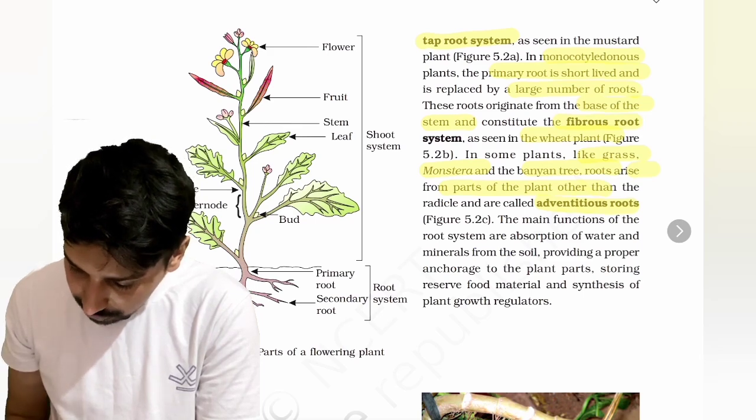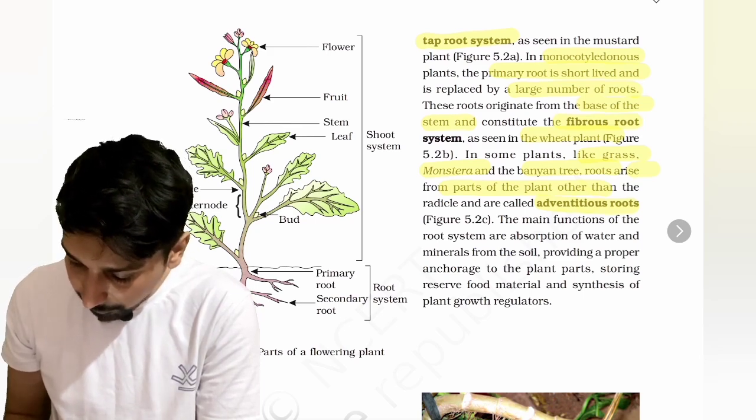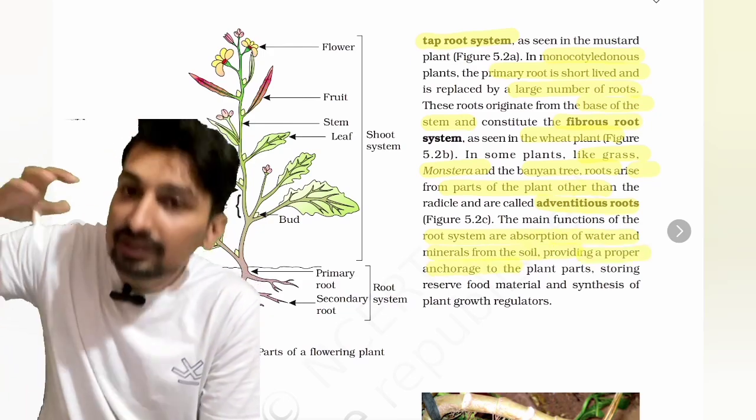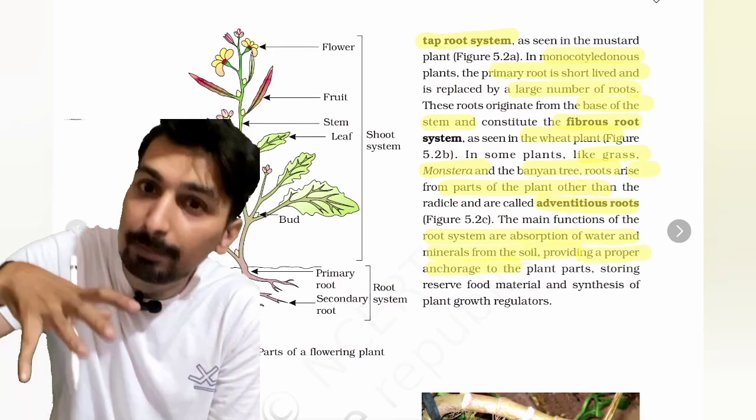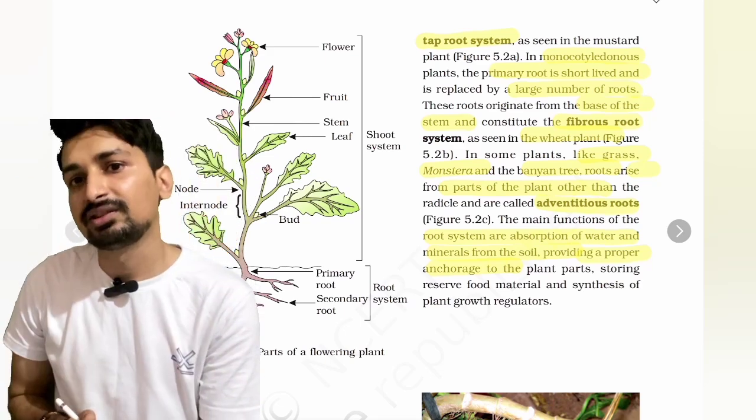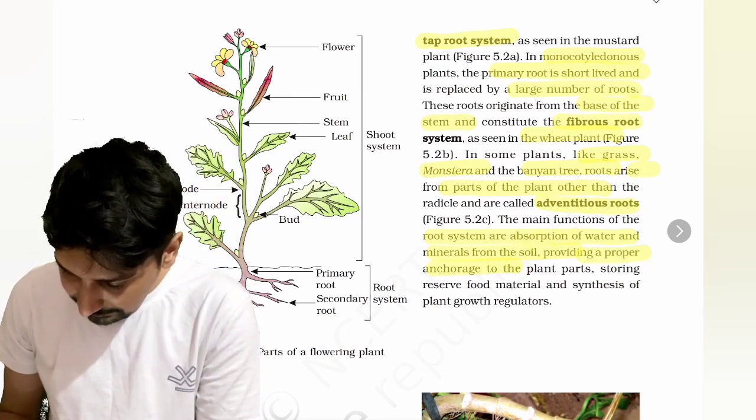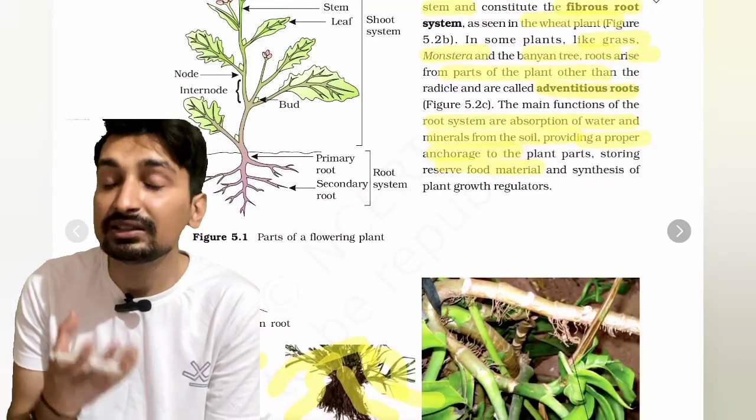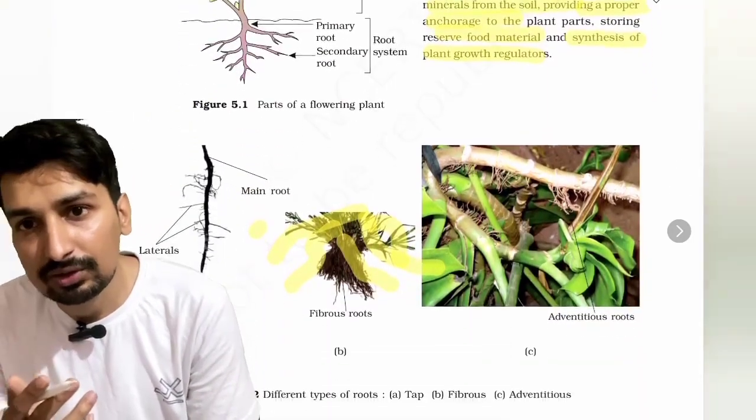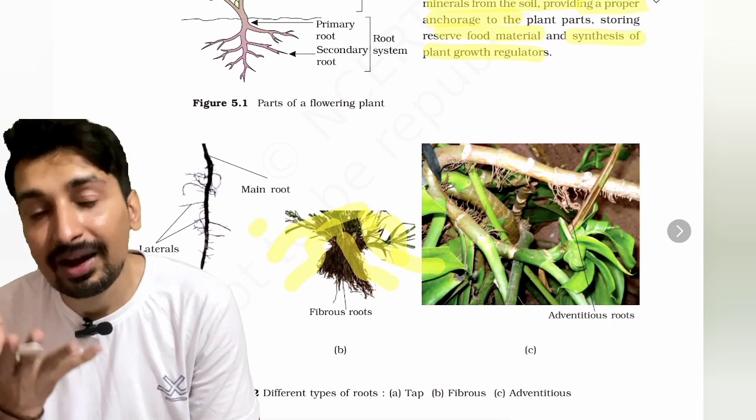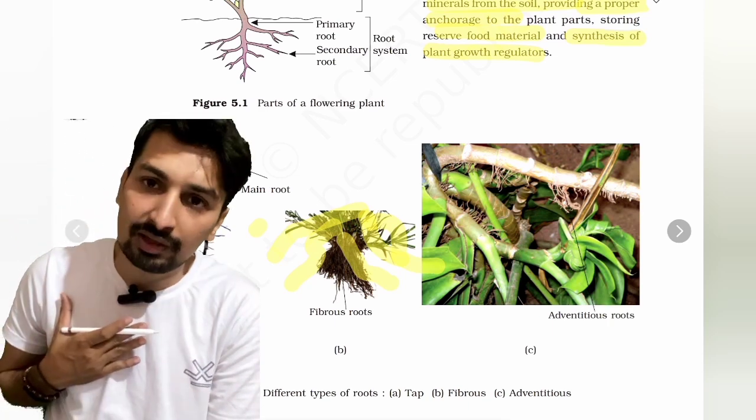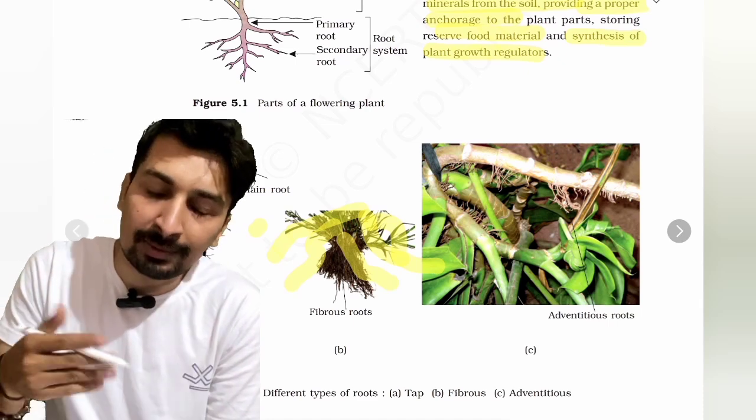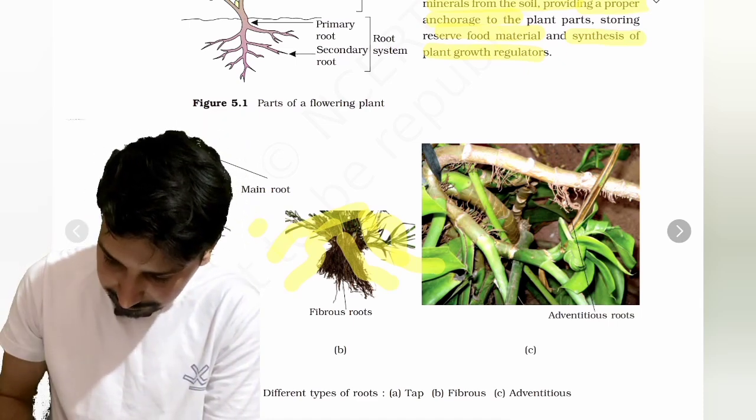The main functions of the root system are absorption of water and minerals, and providing proper anchorage. Roots suck the minerals and water from the soil, they give support to the plant, they help the plant stay in its place. Then there is synthesis of plant growth regulators. Just like we have hormones in our body, plants also have certain hormones which help in the growth of the plant. That is synthesized by the root system.